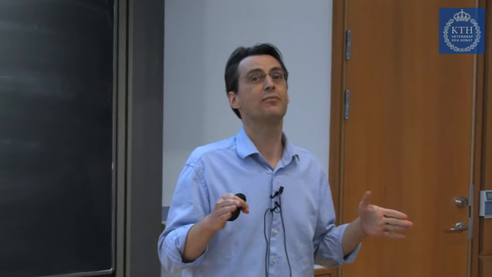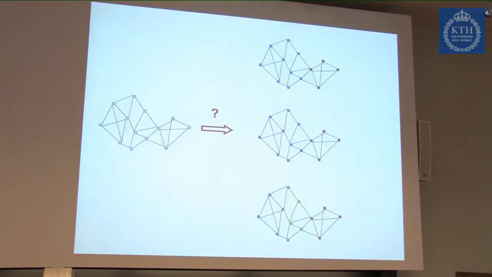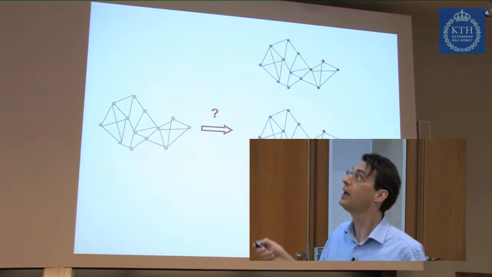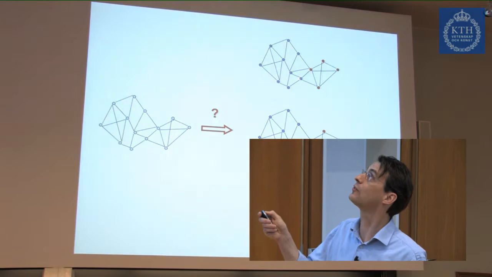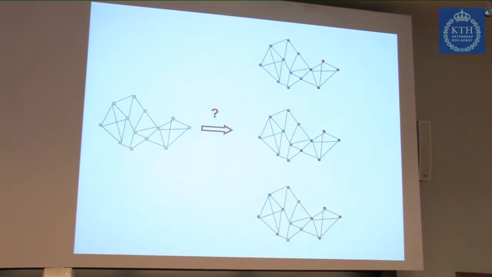It could be that you have as many communities as you have nodes, or perhaps only one community that takes all the nodes. Here are 3 examples, including one with 3 communities, blue, green, and red. These ones are with just 2 communities, and this node is either blue in this case or red in the second one. Which one is the good decomposition of the graph into communities?